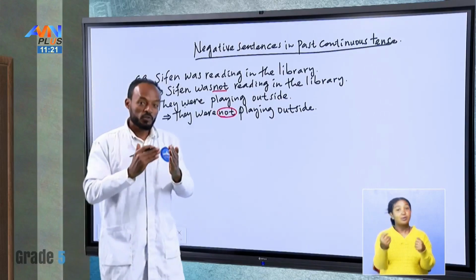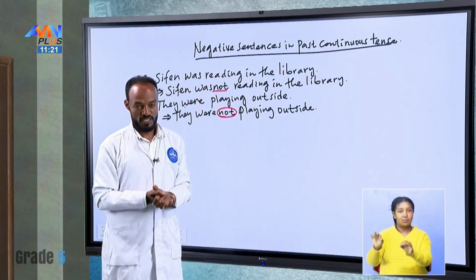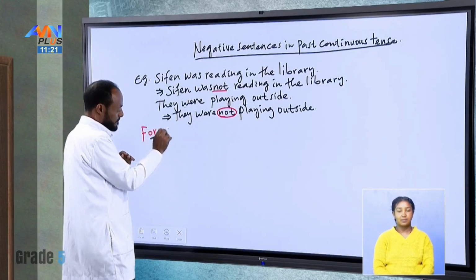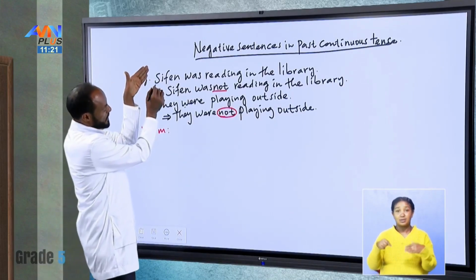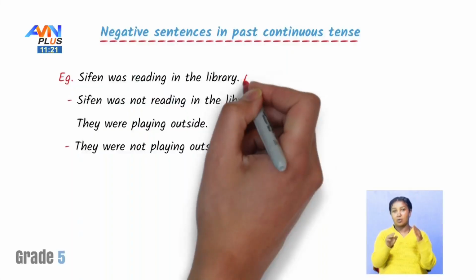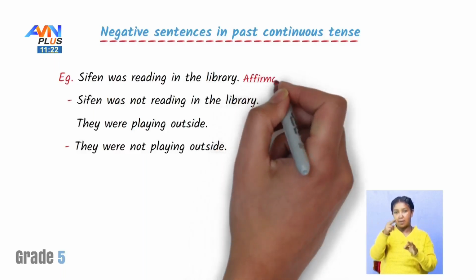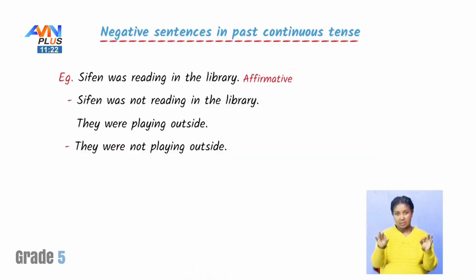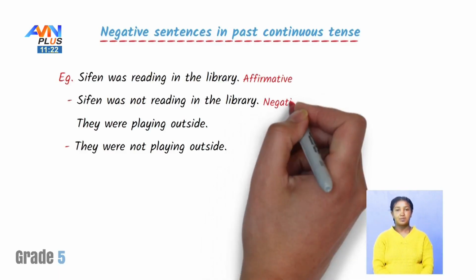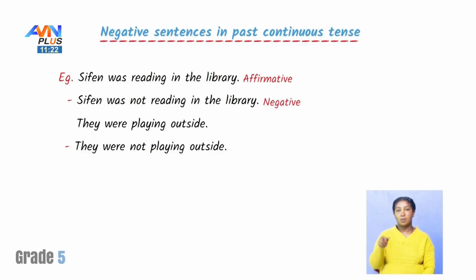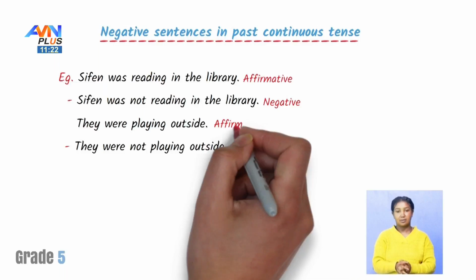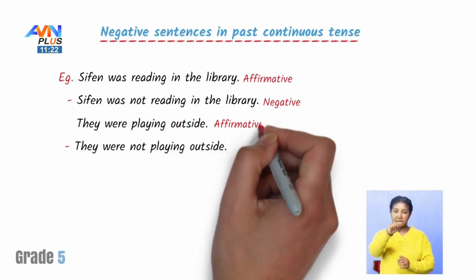Now it is time to derive the form from the given sentence. The form. So, here is the subject. Sifan is the subject here. This one is affirmative, or positive sentence. This one is negative sentence. What about this? This is also an affirmative sentence. Affirmative means the positive, where this one is the negative one.